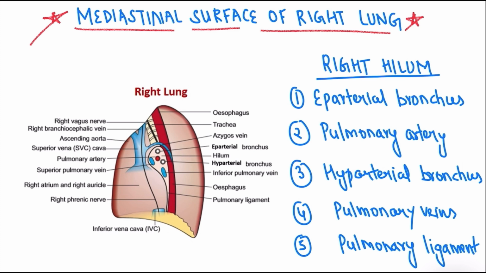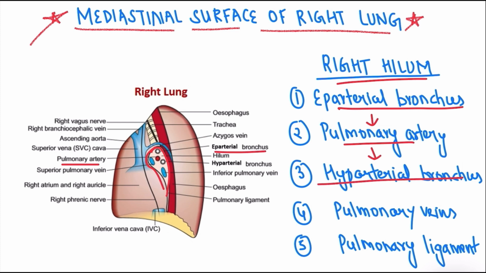Starting with the right hilum. This is the right hilum. What are the structures present inside it? Superiorly, we have the eparterial bronchus, followed by the pulmonary artery, followed by the hyparterial bronchus, which ranks third from the superior side, followed by the pulmonary veins. There are two pulmonary veins, superior and inferior, followed by the pulmonary ligament. This is the pulmonary ligament. These are the structures present in the right hilum.